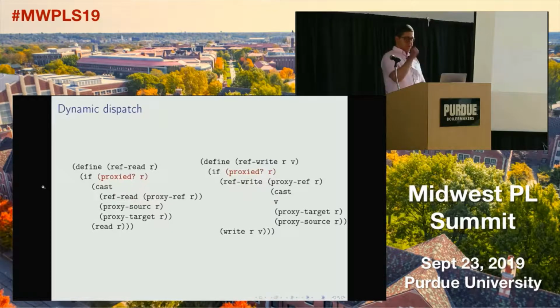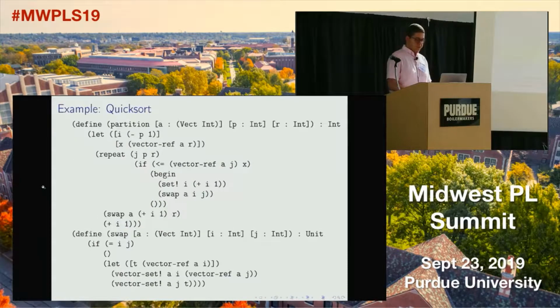So this means at runtime, the program doesn't know if the thing we are reading from or writing to right now is proxied or not. So the compiler typically has to compile some dispatch code at each read and write site. This dispatch code basically distinguishes whether it's proxied or not. If it's proxied, we do the casting logic. If it's not, we just do the read or write operation. So this can be problematic.